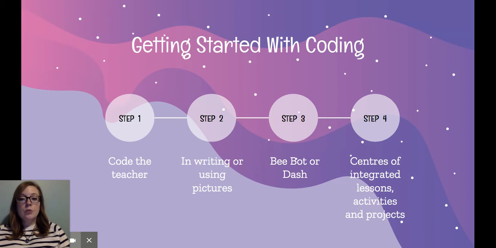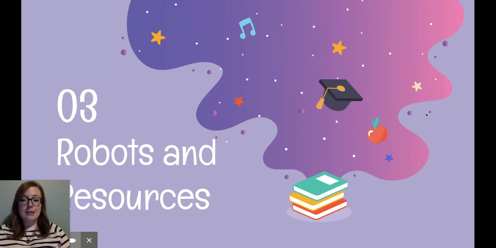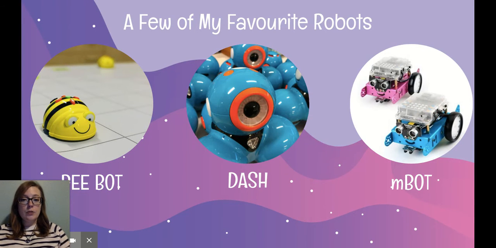Usually after we've used the pictures or the writing, I move on to either the B-bot or the Dash and let the students get some hands-on practice coding them. Once they've mastered those core basic skills, I start assigning centers and integrated lessons, activities and projects where the students are able to use those core basic skills with the robots to show their learning or engage with a topic that we've been learning about in class. I'm going to pop next over to some robots and resources that I like to use in the class.